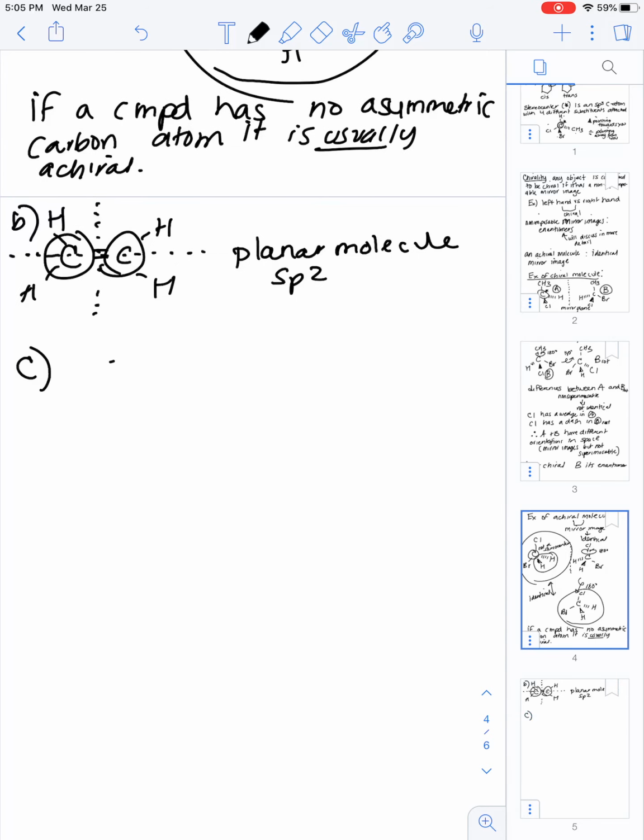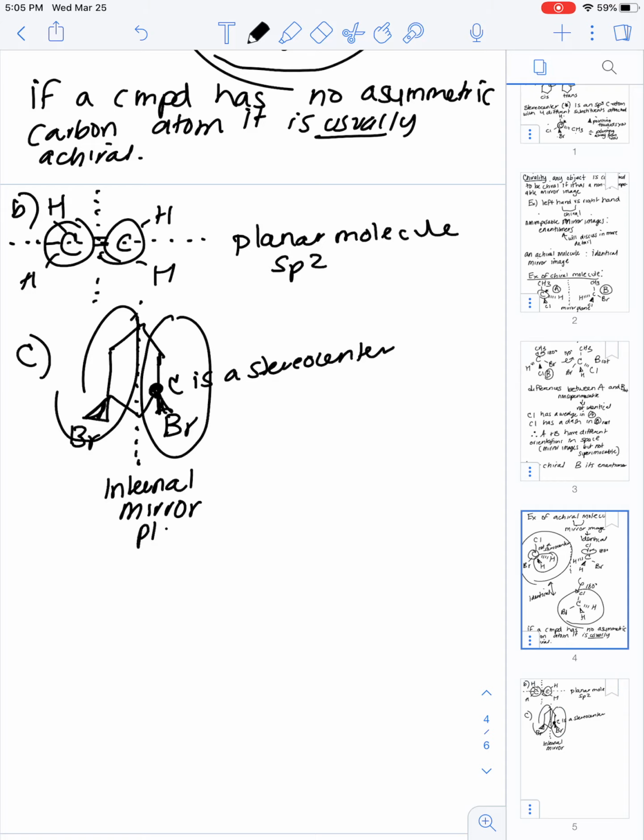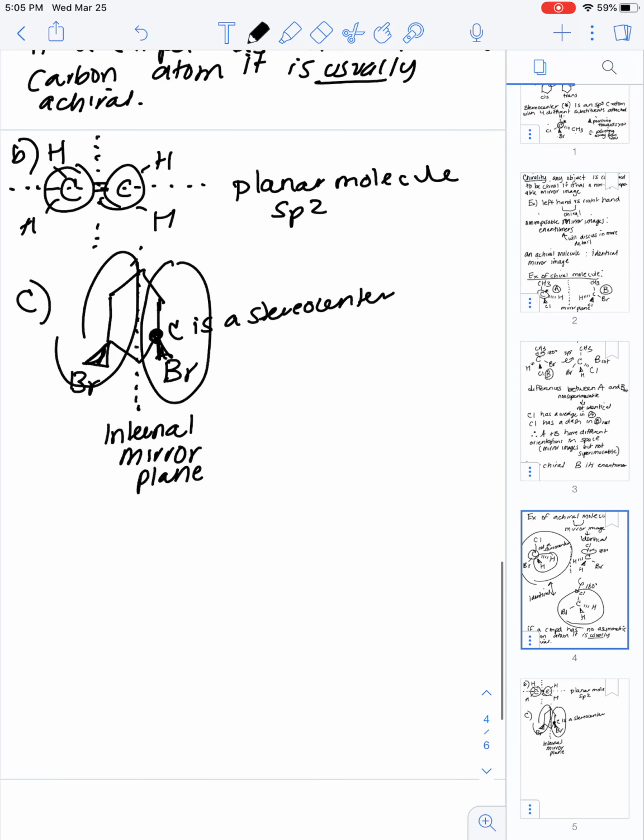Another example is this molecule here. Sorry, my benzene rings or my aromatic rings aren't great. If we look at this carbon right here, this carbon has a stereocenter, right? But we have an internal mirror plane here, which really means that the left side of this molecule is the same as the right side of this molecule. So with that internal mirror plane, that would make this an achiral molecule.